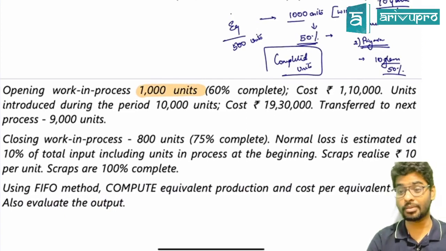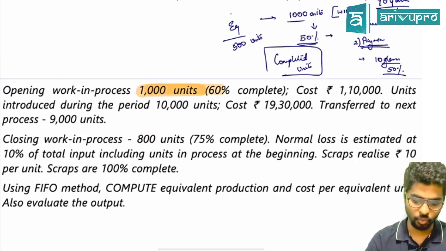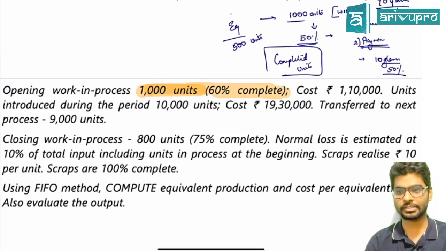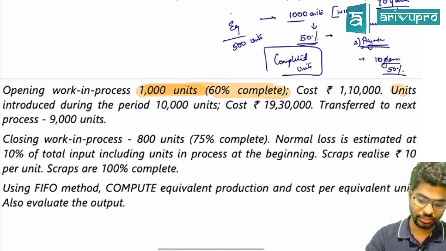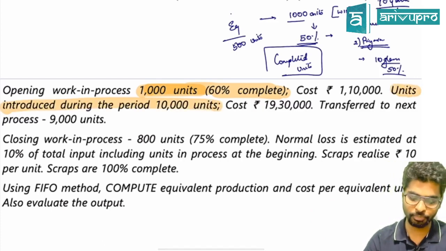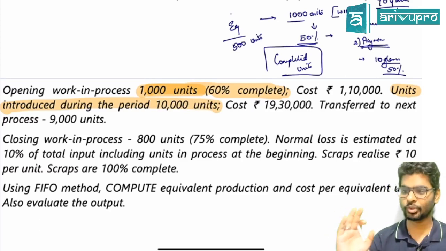I am not doing a process account, I am just doing a statement of equivalent production. So how many units do I have as input? 1000 units, 60% completion. So the input is how many? 1000, I already have it of the last year, plus units introduced during the period 10,000. So I have totally how many units for the current year as an input? I have total 11,000 units.